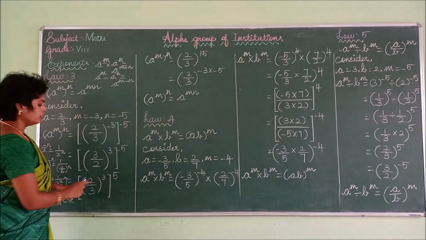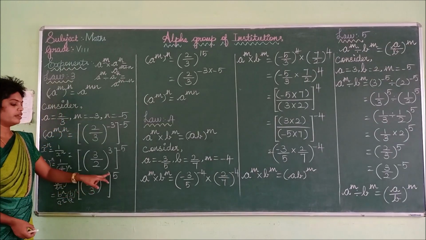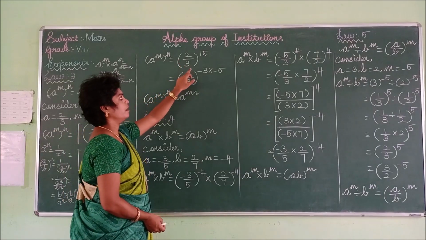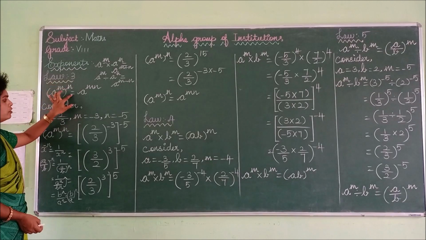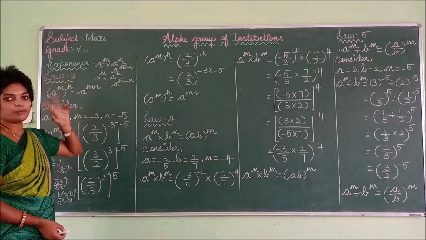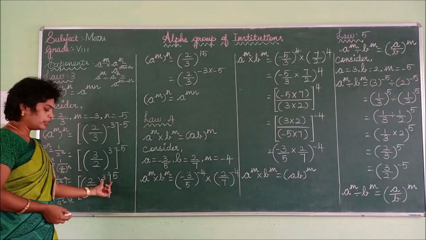Now listen here. You have to multiply those values, both powers multiplied. 3 fives are 15. So 2 by 3 whole power 15. What is your law? A power m the whole power n is equal to a power m into n. That means you have to split and write the powers. So 15 can be split and written as 3 into 5.